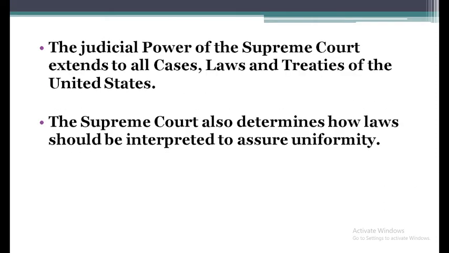The judicial power of the Supreme Court extends to all cases, laws, and treaties of the United States, and it also extends to the whole of the country. The Supreme Court also determines how laws should be interpreted to assure uniformity. In other words, the Supreme Court, as the sole interpreter of law, should also sometimes interpret in such a way that it suits the changing dynamic or environment of the society.